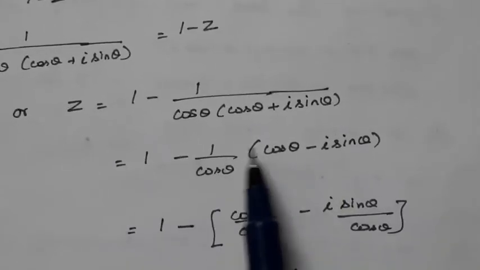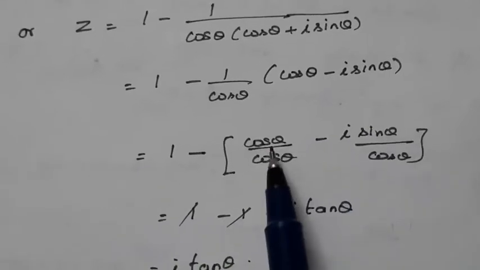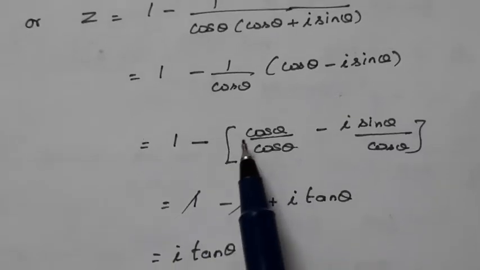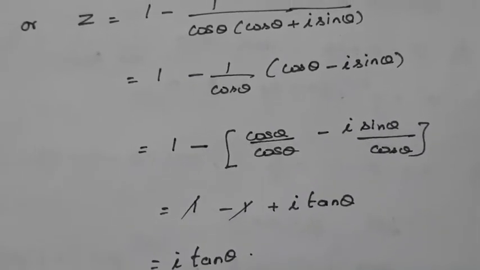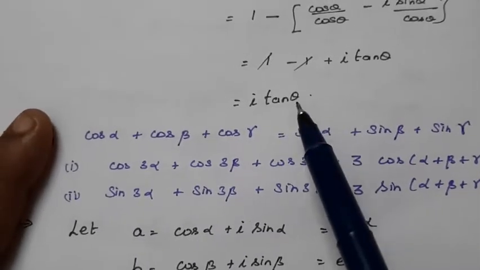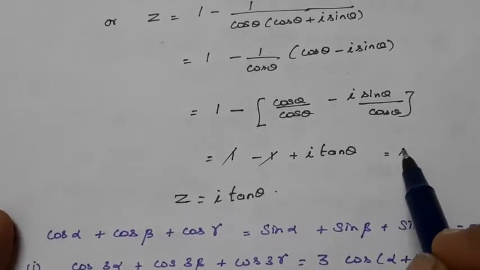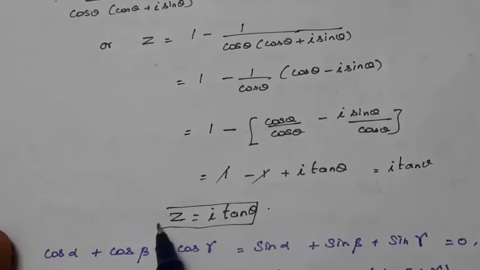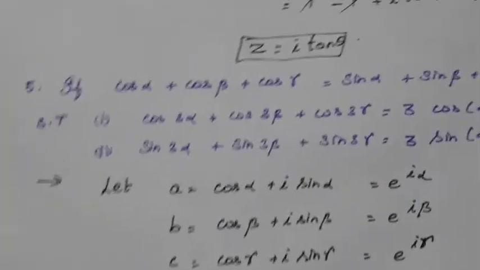So let us divide this 1 by cos theta inside. So cos theta by cos theta minus i sin theta by cos theta. Cos theta by cos theta being 1, sin theta by cos theta is tan theta. So multiplying this, minus 1 plus i tan theta. 1 and 1 get cancelled, i tan theta. So we have proved that the final answer is i tan theta. So z is equal to i tan theta, hence the proof.